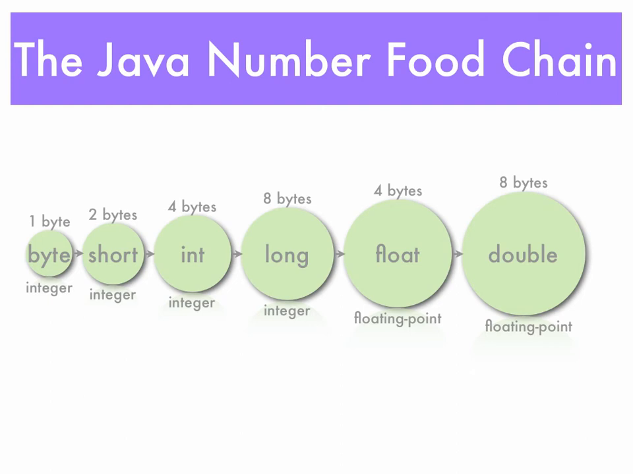A short can be stored into an int, a long, a float, or a double. An int into a long, a float, or double. A long into a float or a double. A float into a double.